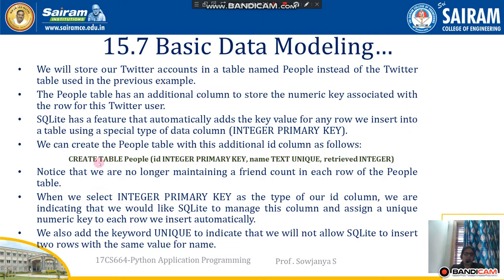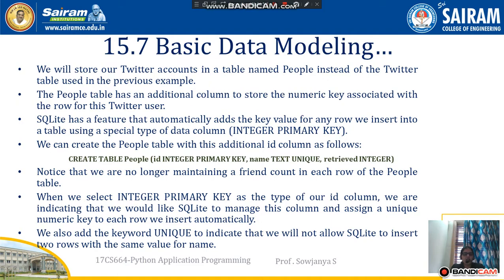This is how we can create the table people: id integer primary key, name text unique, retrieved integer. We can also see here that we are no longer maintaining a friend count in each row of the people table. When we select integer primary key as the type of our id column, we are indicating that we would like SQL to manage this column and assign a unique numeric key to each row we insert automatically. That is how we can insert the numeric unique id into all the rows.